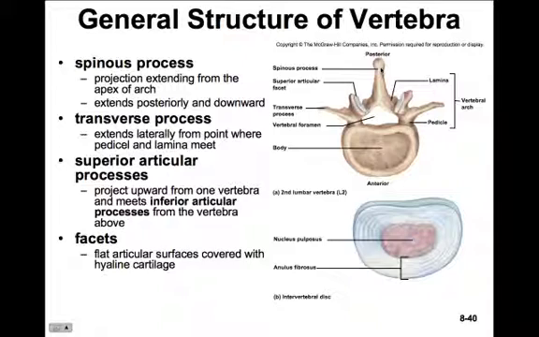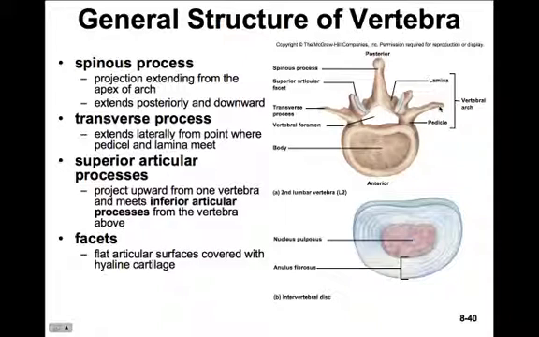and it extends usually posteriorly as well as a little bit downward. There are two transverse processes on either side of each vertebra that extend laterally from the point where the pedicle and the lamina meet. So the pedicle again, and the lamina, and transverse processes.